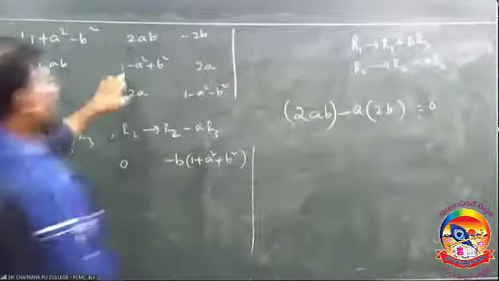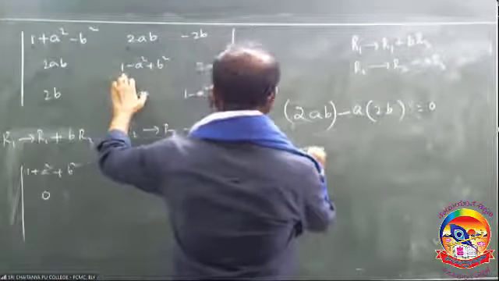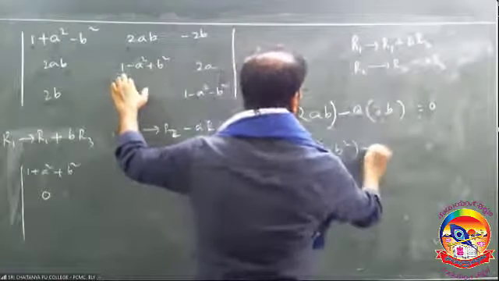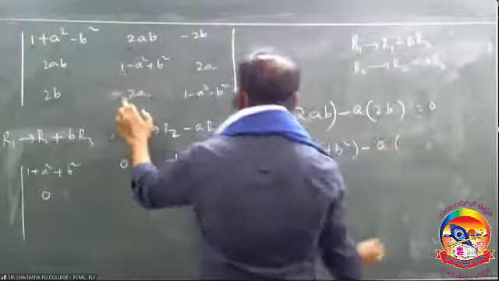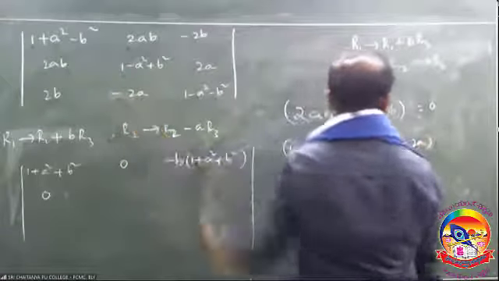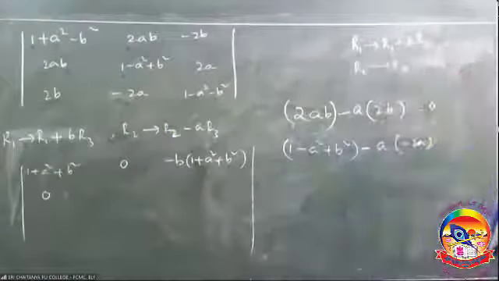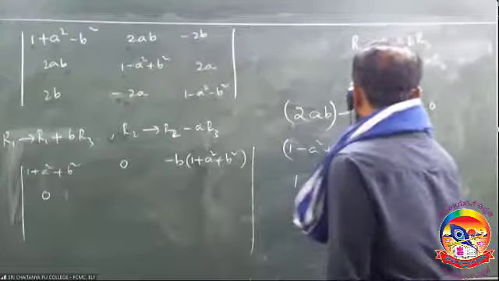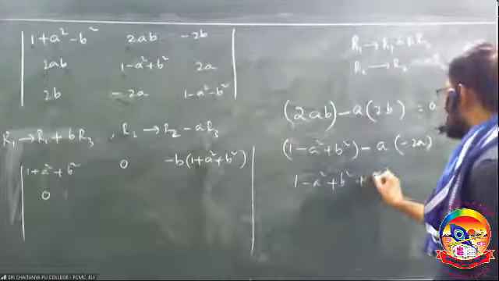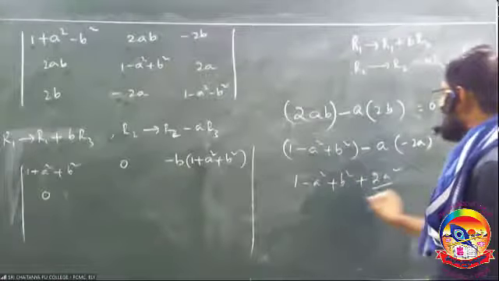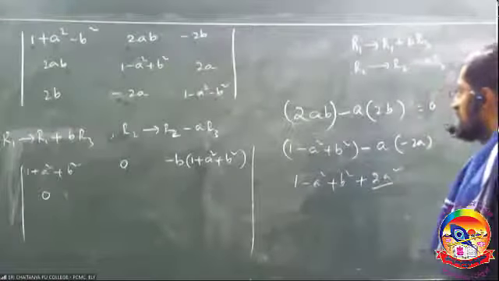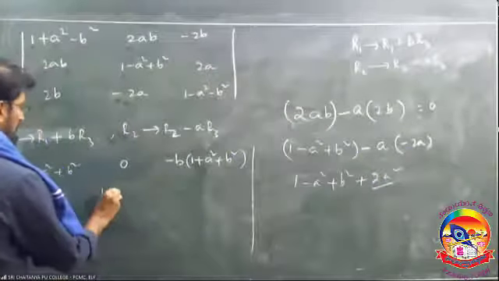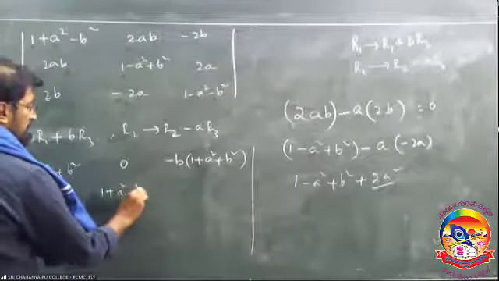Now, second element, 1 minus a square plus b square. This is R2. Minus a into R3, minus 2a. Am I right? Now observe, 1 minus a square plus b square, minus into minus, plus 2a square. Plus 2a square minus a square, it is 1 plus a square. Am I right? That means you are going to get 1 plus a square plus b square.